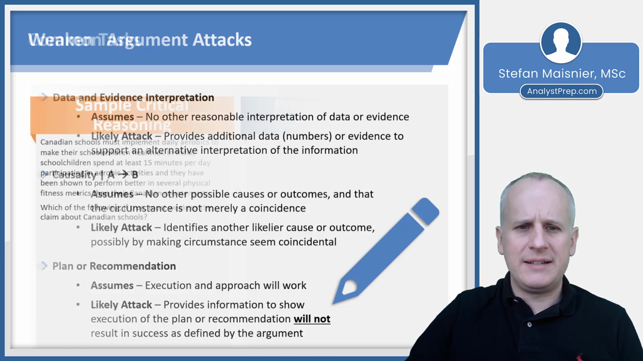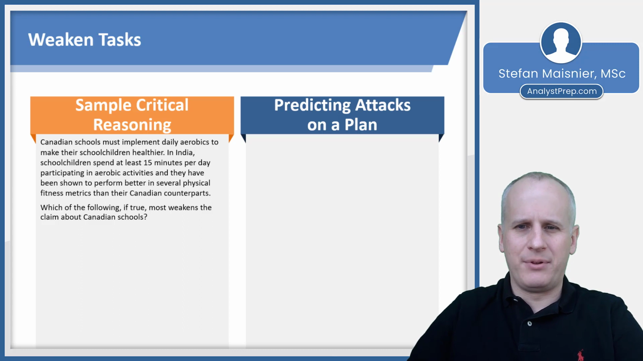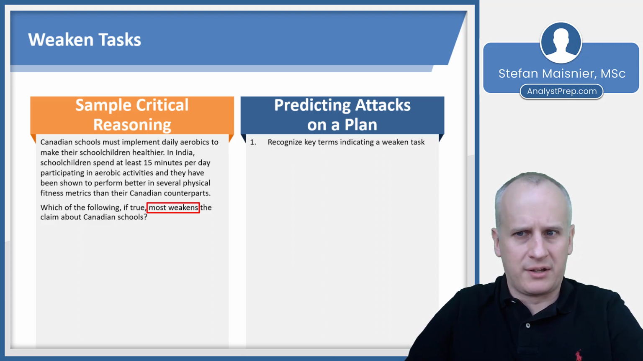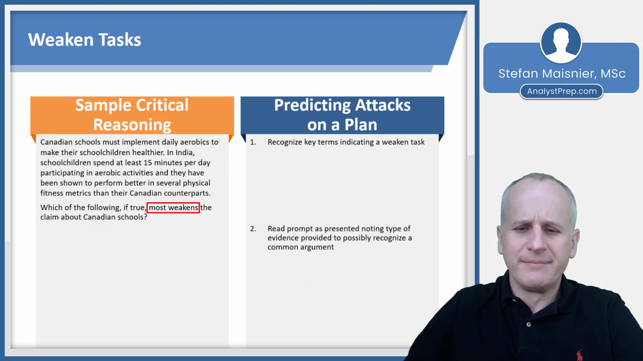So let's take a look at another example here. So we've got another prompt and question stem. We go straight to the question stem first. We recognize the word weaken, so clearly this is a weaken task. Again, these tasks are easier generally because you don't have to try to figure out what it's saying and what it wants you to do. It clearly wants you to weaken the claim about Canadian schools. We even know what the claim is going to be in this case.